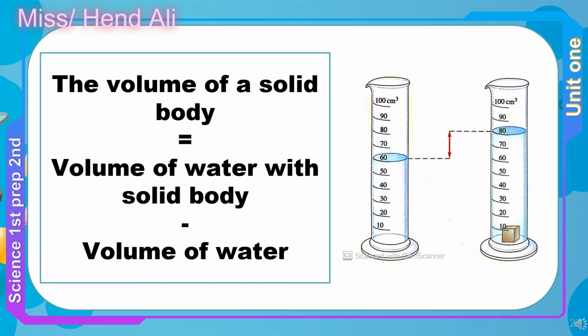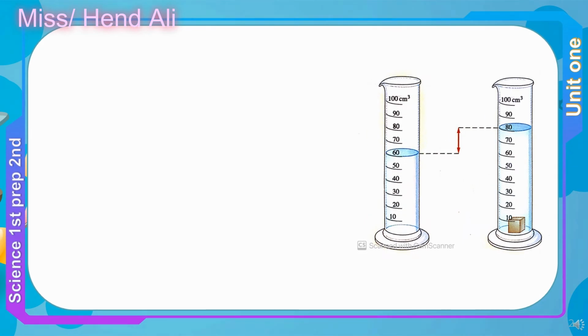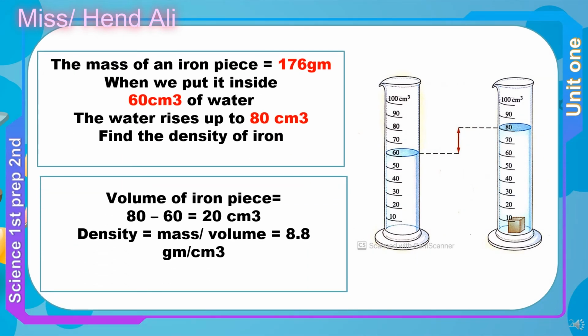The volume of a solid body equals the volume of water with the solid body minus the volume of water. So then we get the volume of the body. The mass of an iron piece equals 176 grams. When we put it inside 60 cubic centimeter of water, find the density of iron.